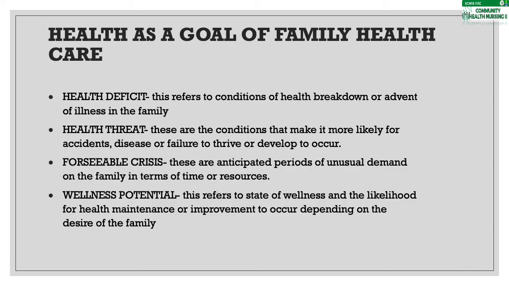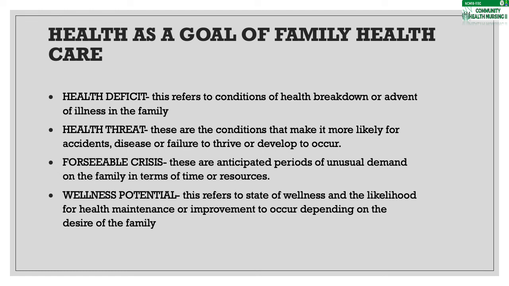Now, we have health as a goal of family health care. So we have the health deficit, health threat, foreseeable crisis, and wellness potential. A health deficit is a present health problem or an ongoing illness in the family. What are examples of health deficit? Hypertension, elevated blood sugar, a child with a cough, TB, those are illnesses; that is a health deficit.